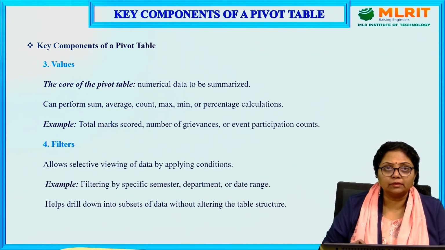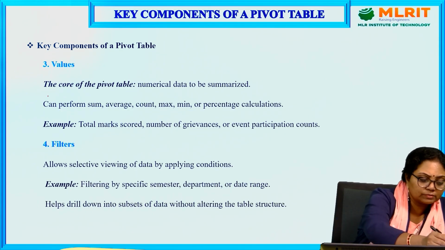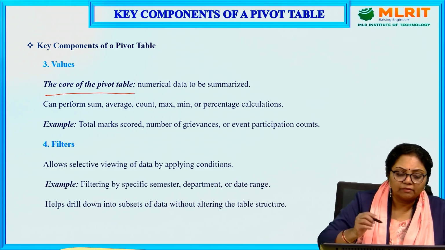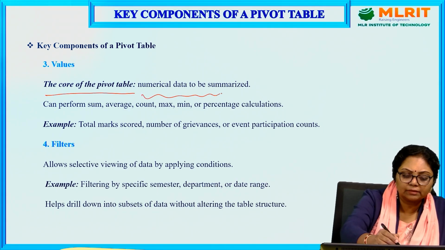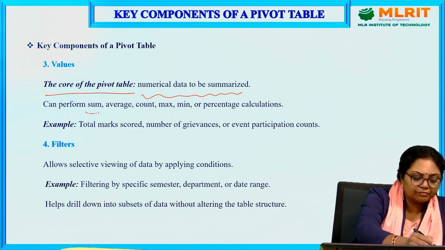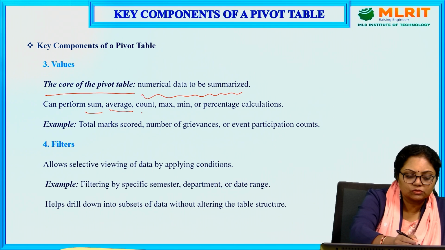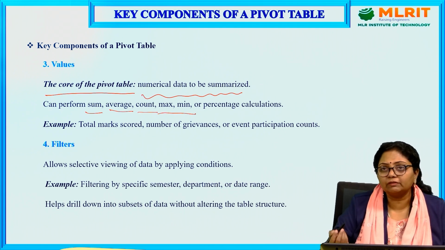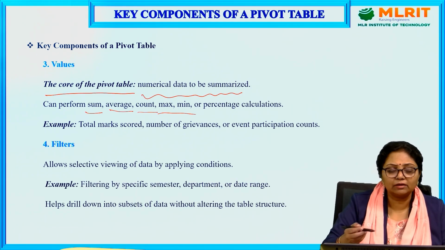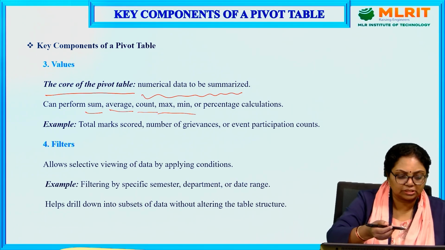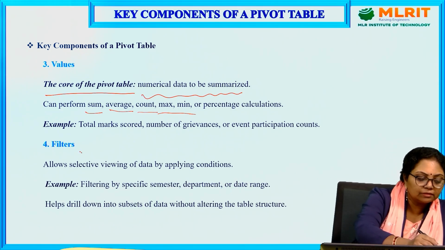Now, the next one is values, which forms the core of the pivot table. This is the part where the numerical data is summarized. Here we can perform sum, average, count, maximum, minimum or percentage, whatever calculations we require, we make use of them in the values component of the pivot table. And finally, the filters.